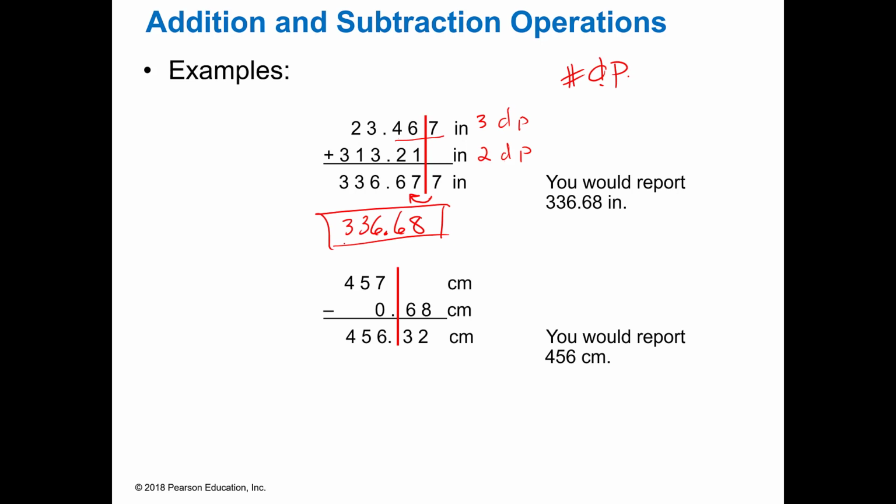In the second example, I've got 0 decimal places, 2 decimal places, so my answer can only have 0 decimal places, and so that's going to give me 456.